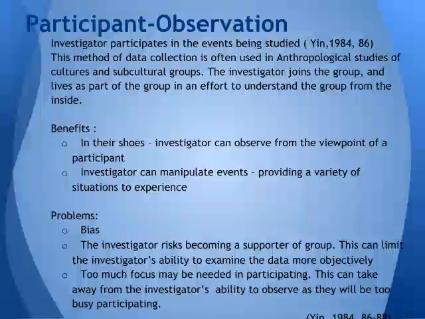There are a few benefits and problems with this type of research. Benefits are, being in their shoes, the investigator can observe from the viewpoint of a participant. And also the investigator can manipulate events, providing a variety of situations to experience. However, one of the main problems is bias. Also, the investigator risks becoming a supporter of the group. This can limit the investigator's ability to examine data more objectively. And finally, too much focus can be needed in participating. This can take away from the investigator's ability to observe, as they will be too busy participating.